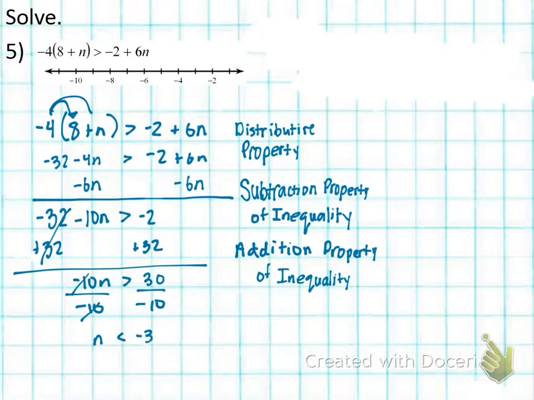So that should have been your answer. N is less than negative 3. And we go to negative 3. Draw a circle. We said it's less than. And, of course, it's not filled in, so that's it. And then the property I used at the end was called the division property of inequality.